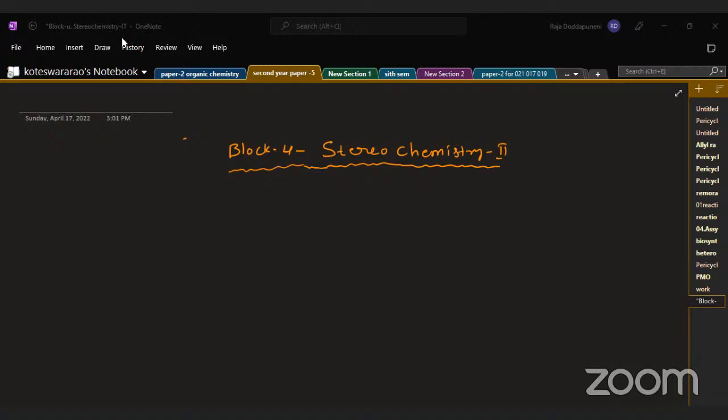Yes, dear students, this session belongs to paper 5. Previously, we completed 3 blocks. Block 1, reaction mechanism. Block 2, pericyclic reactions, in offline classes. In online mode, we have completed block 3, that is organic photochemistry. Now coming to block 4, that is stereochemistry 2.